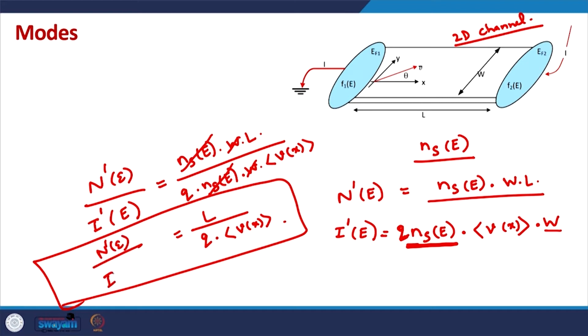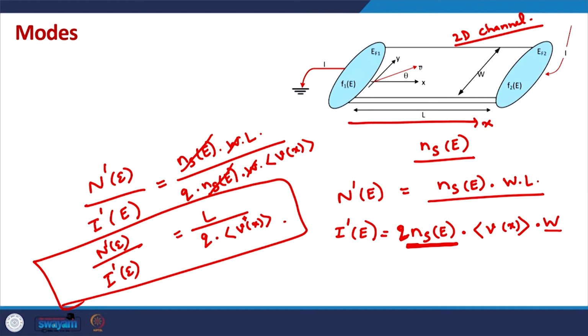This is what we obtain from our experimental analysis actually. If we do an experiment on the 2D channel and find the steady state charge density, or the sheet charge density, in the 2D channel to be Ns, then the ratio of n prime E and I prime E can be written as L by Q times average of Vx, where Vx is, I would better write it V plus x, the average velocity of electrons in positive x direction.